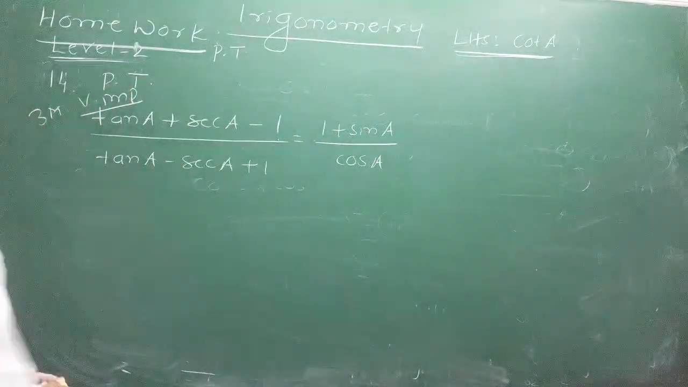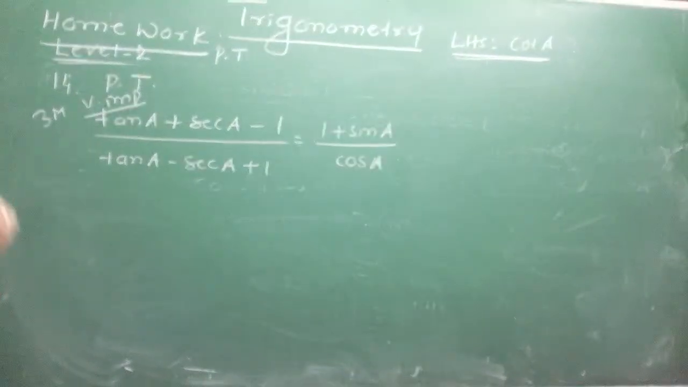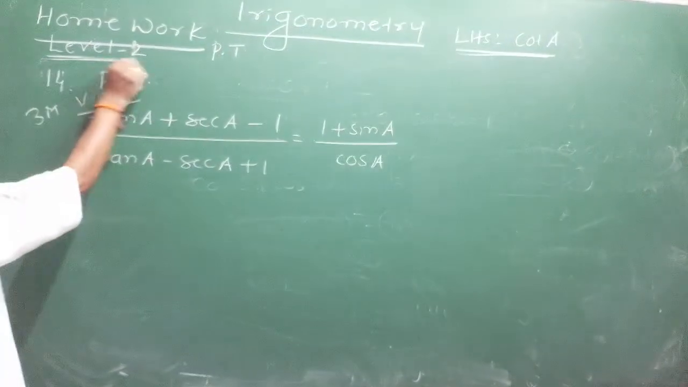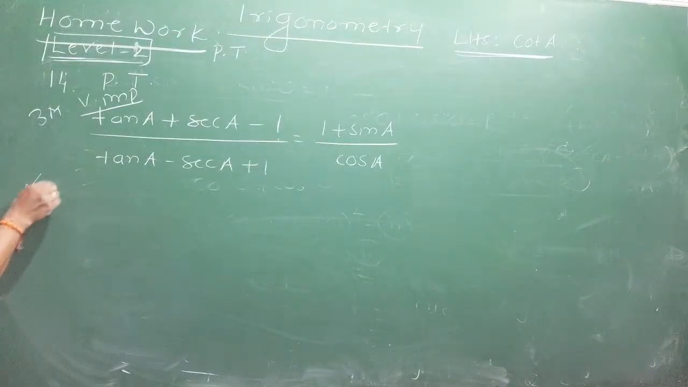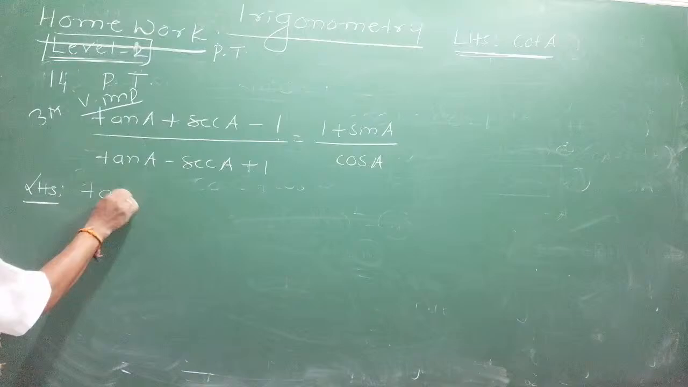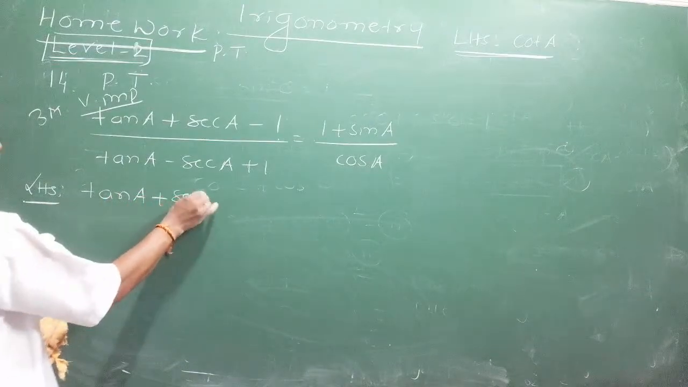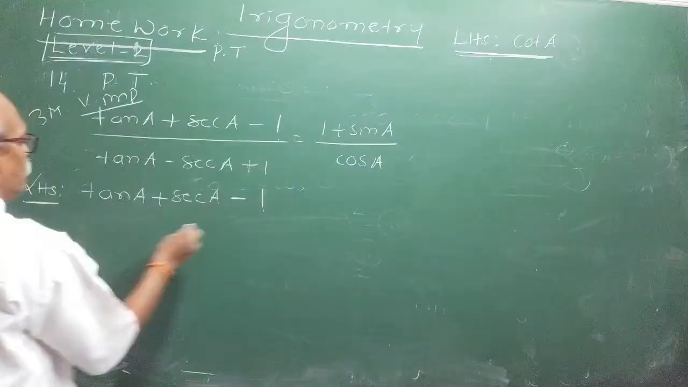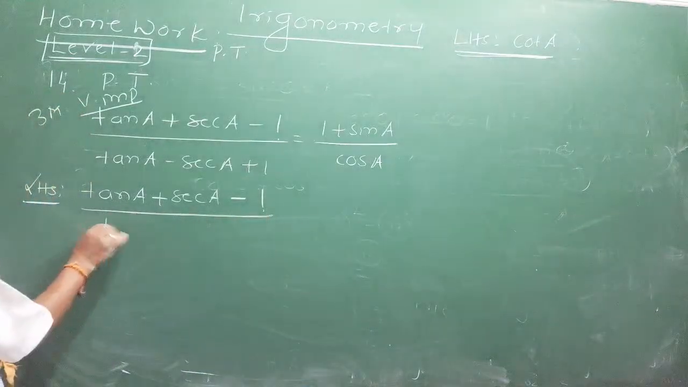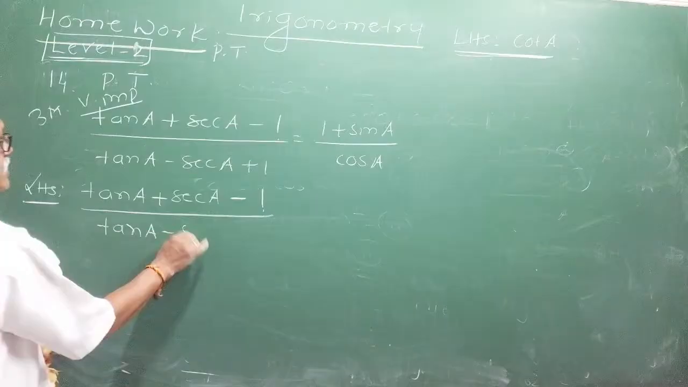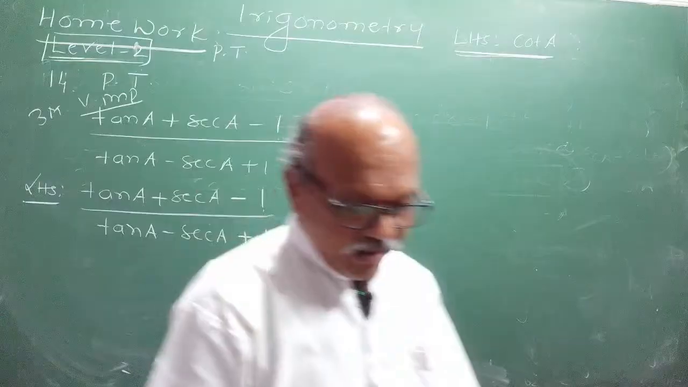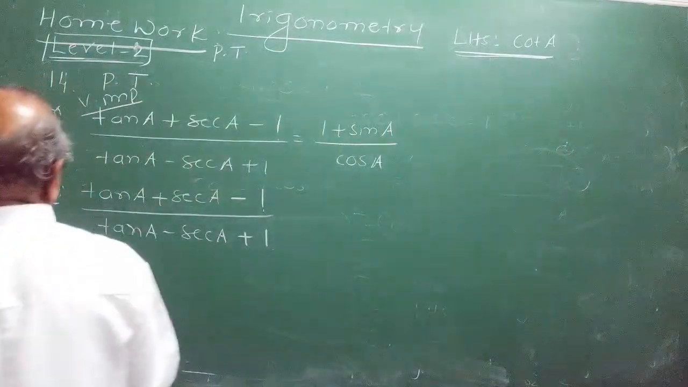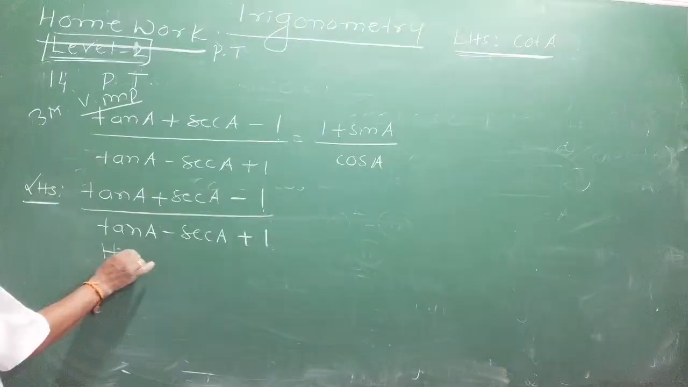Observe here. For the first attempt you cannot solve this. Therefore see the LHS. Therefore I have selected level 2 questions. Need some skills and ideas. Tan A plus sec A minus 1 divided by tan A minus sec A plus 1. Here only one hint I can give to you. You can solve this.